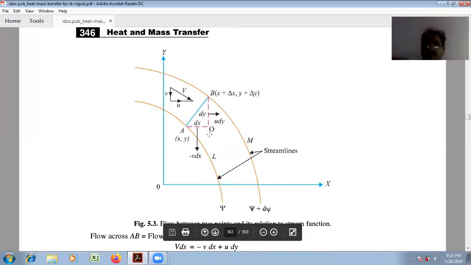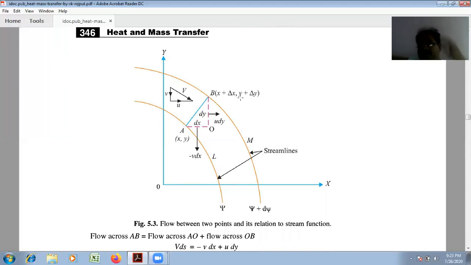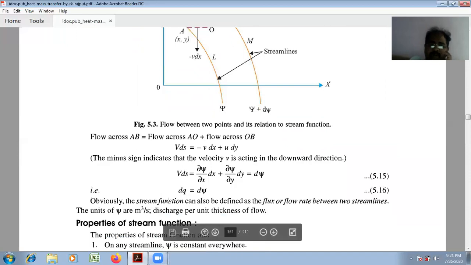So what we have to do, let us consider two streamlines, one is psi and the second is psi plus del psi, where we consider one streamline A and B of components x and y, and here x plus del x and y plus del y, and the velocity components are dx and dy, which is equal to minus v into dx and u into dy. Okay, so let us start the derivation part.